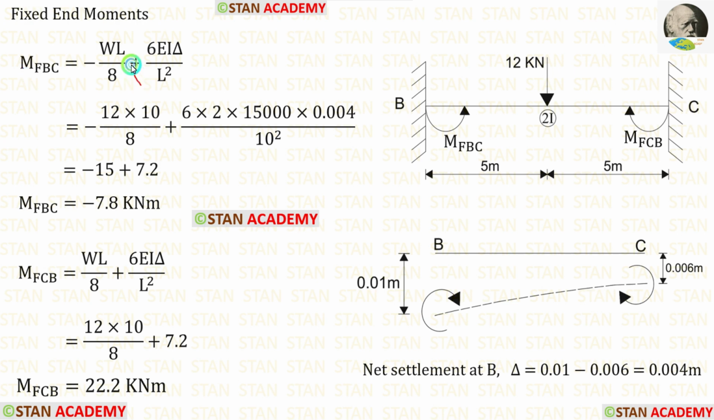We know that the fixed end moment due to sinking will be same for both the M of BC and M of CB, so we can simply enter this value here. No need to calculate again and waste the time. After the calculations, we are getting M of BC and M of CB.